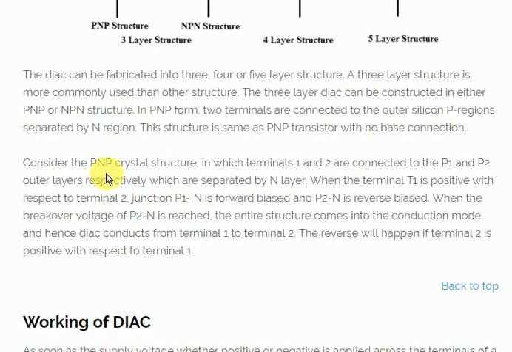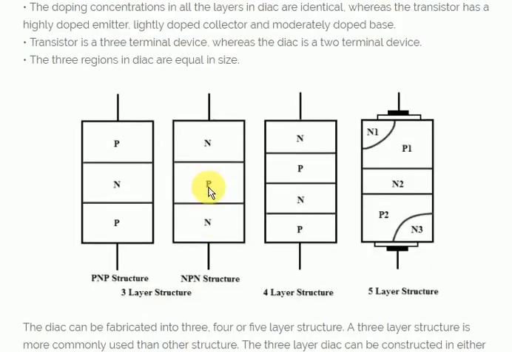Consider a PNP crystal structure in which terminals 1 and 2 are connected to the P1 and P2 outer layers respectively, which are separated by the N layer. When terminal T1 is positive with respect to terminal T2, junction P1N is forward biased and P2N is reverse biased. When the breakover voltage is reached, the entire structure comes into conduction mode, and hence the diac conducts from terminal 1 to terminal 2. The reverse happens if terminal 2 is positive with respect to terminal 1.